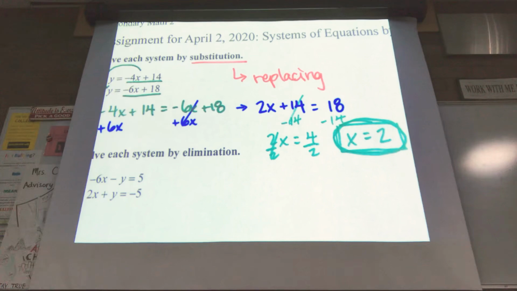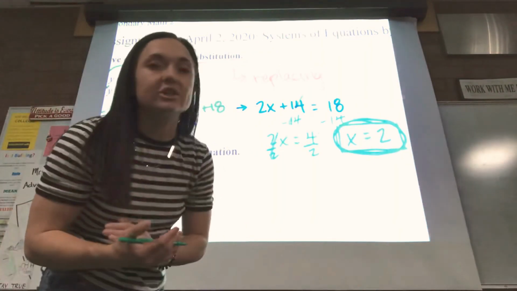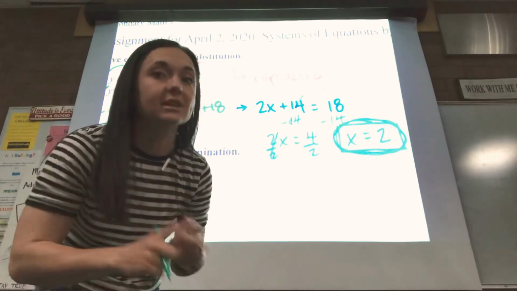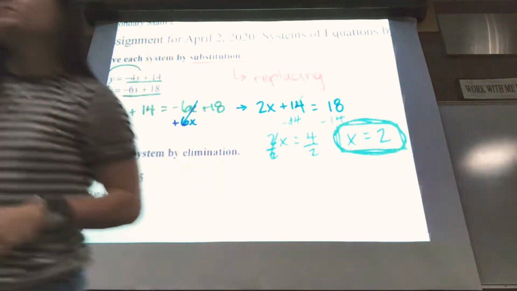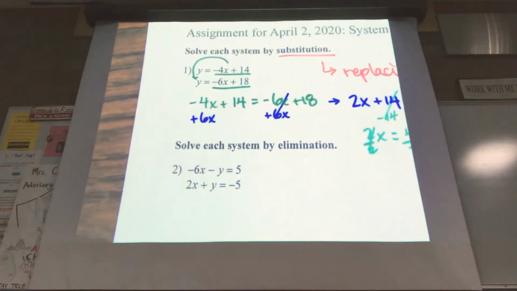Because if you remember from my last video notes, the answer to a system of equations, whether you're graphing, substituting, or eliminating, is always a coordinate point. You always need an x and a y. So now let's use the x that we found in order to find the y. It doesn't matter which one you choose.